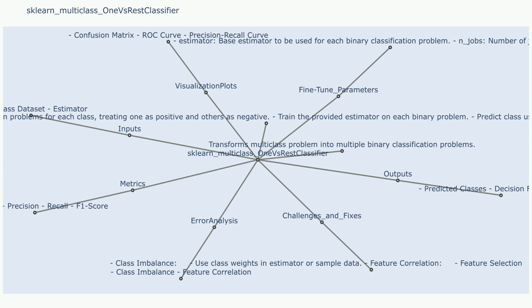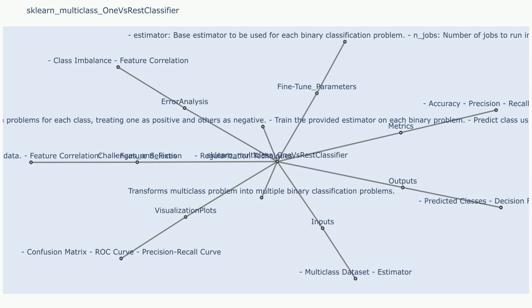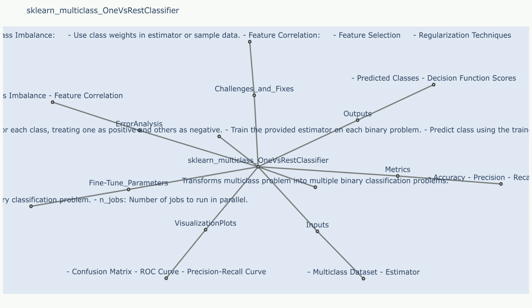Steps: 1. Decomposition. The OneVsRestClassifier strategy divides the multiclass classification problem into a set of binary classification problems for each unique class label in your dataset. It creates a separate binary classification problem where instances belonging to that class are labeled as +1 and all other instances are labeled as 0.